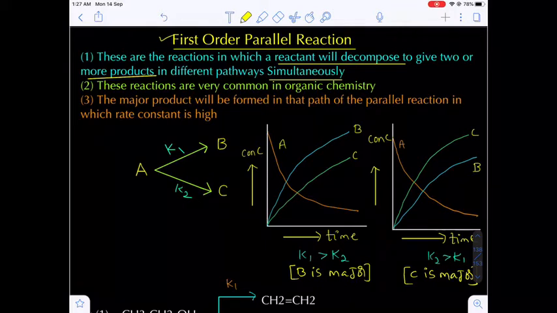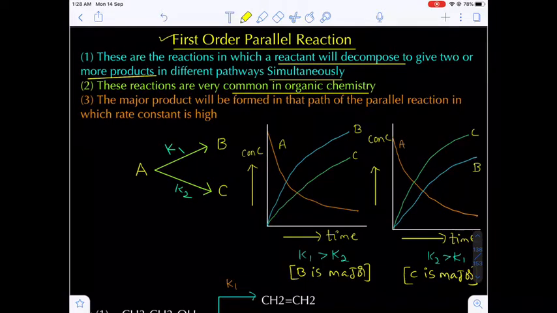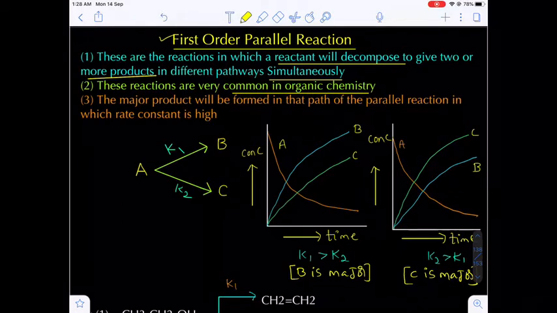Now these parallel reactions or side reactions are very common in organic chemistry. In this parallel reaction, more than one product is formed from the same reactant. Then how to predict the major product? The major product will be formed in that pathway in which the rate constant value is very high.